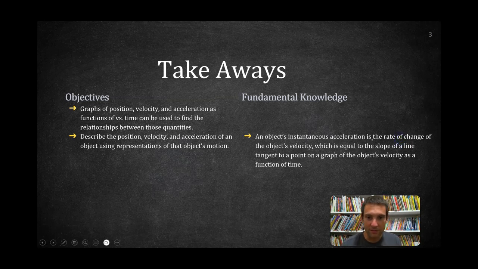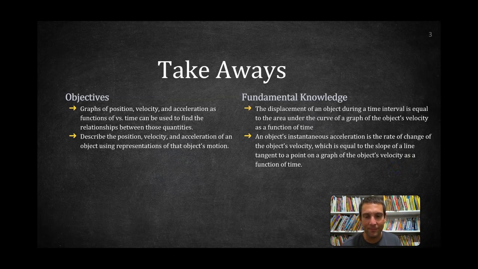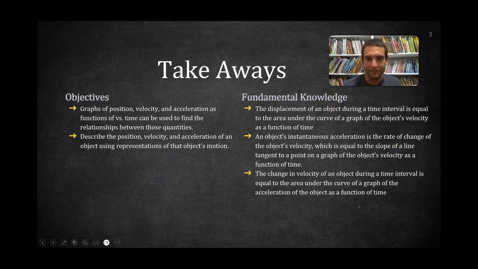To meet these objectives, we need to make sure we know that an object's instantaneous acceleration is the rate of change of the object's velocity, which is equal to the slope of a line tangent to a point on a graph of the object's velocity as a function of time. We should also know the displacement of an object during a time interval is equal to the area under the curve of a graph of the object's velocity as a function of time. The change in velocity of an object during a time interval is equal to the area under the curve of a graph of the acceleration of the object as a function of time.